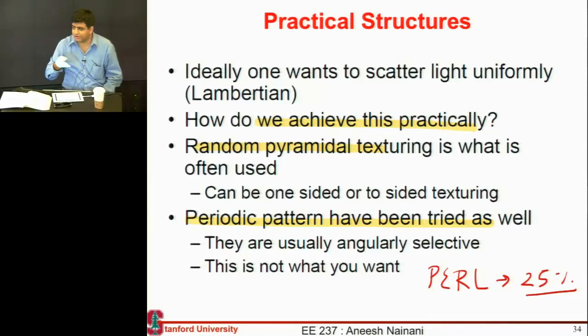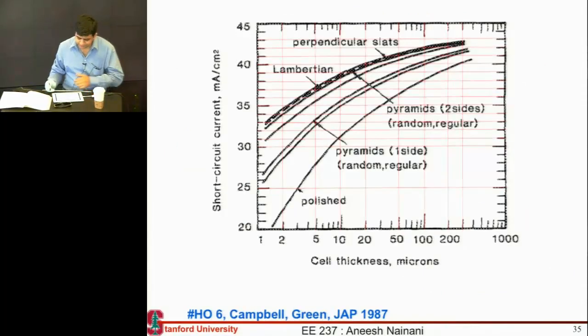But what Ben was saying is that in a real-life application, even if you are using tracking, your angle of incidence will vary slightly over the course of the day. These periodic patterns are very sensitive to the angle at which light is coming in, and that is something you want to avoid. So this random texturing works better.